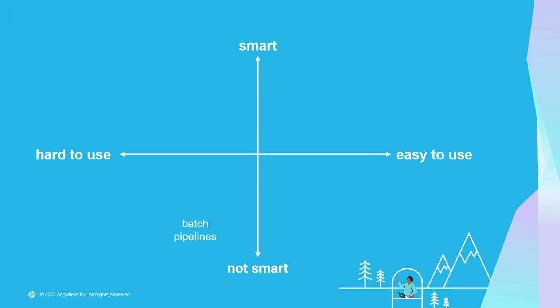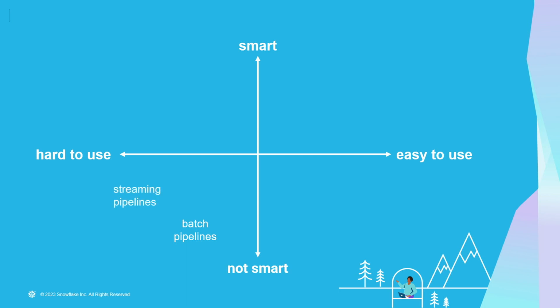We're all probably familiar with batch pipelines. They're high volume and high latency, which means we can process a large amount of data, but at a relatively low frequency, probably like a day or every hour, right? So the problem with these batch pipelines is they're not so smart and they're hard to use. They require a data engineer to build the pipeline, usually in another programming language, and they require specialized architecture, right?